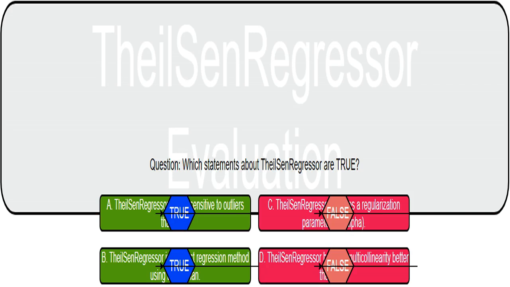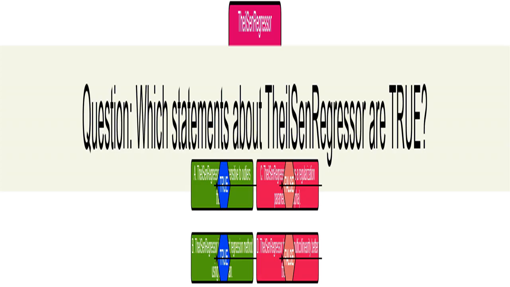This is the title of the problem, indicating we're evaluating the TheilSenRegressor, a robust regression method in Sklearn. It's a statistical tool used to predict values while handling outliers effectively. This is the central question of the quiz. We need to determine which statements accurately describe the properties and behavior of TheilSenRegressor.